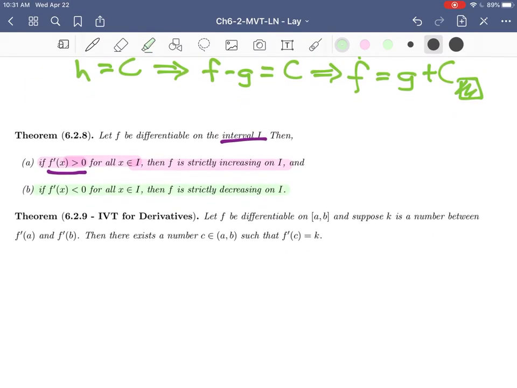And then finally, we have an intermediate value theorem for derivatives. This says let f be differentiable on the closed interval a to b, and suppose that k is some number between the derivatives at the two endpoints. Then this function achieves a derivative somewhere in the interior equal to any choice of k between the derivatives at the two endpoints. And so that is our intermediate value theorem for derivatives.